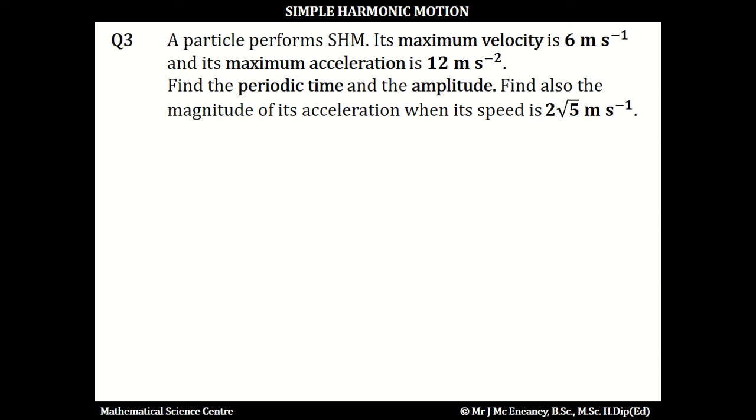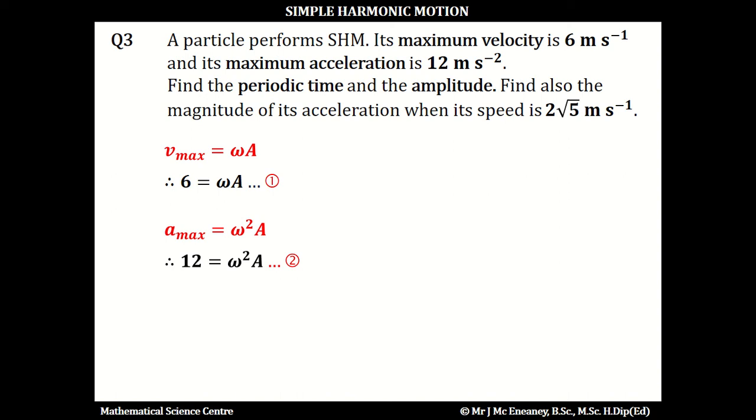So Vmax is omega times a. Now the maximum velocity is 6, so this means 6 equals omega times a. So we can label this as equation number 1. The maximum acceleration is omega squared times a. And the maximum acceleration is 12, so this means 12 equals omega squared times a. So we have a system of two equations with two unknowns.